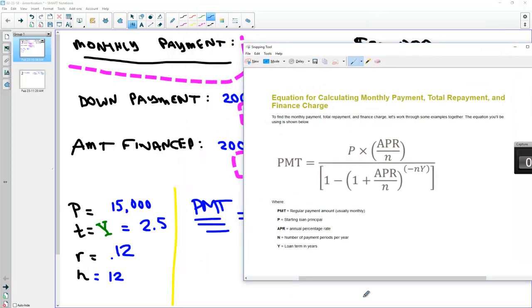What I'm going to do is put, if you can see it, that right there is going to be 15,000. The APR right there is going to be 0.12. The N value is going to be 12. And then this Y part is going to be 2.5. I'm just going to put all those numbers in there.